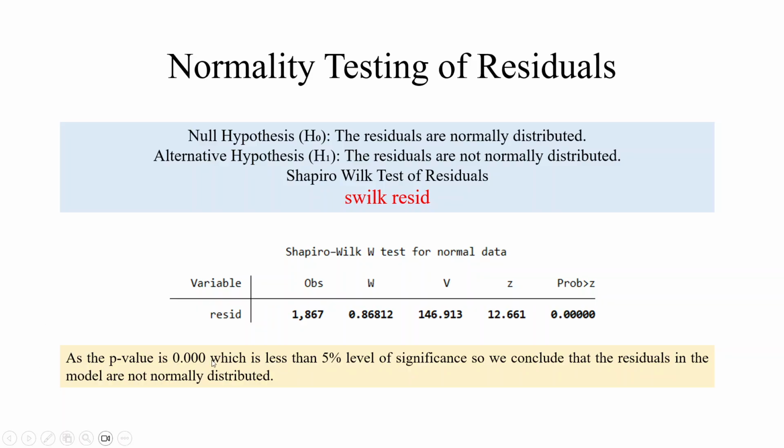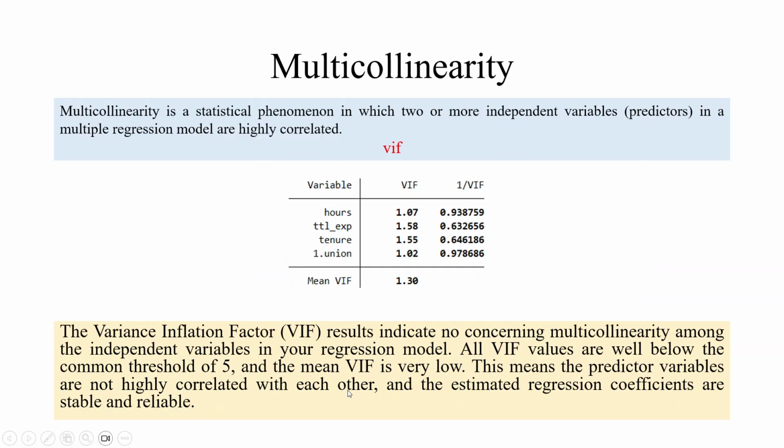So here, as the p-value is 0.00, which is less than 5% level of significance, we conclude that the residuals in the model are not normally distributed. So this is not desirable. This is not good. Okay.